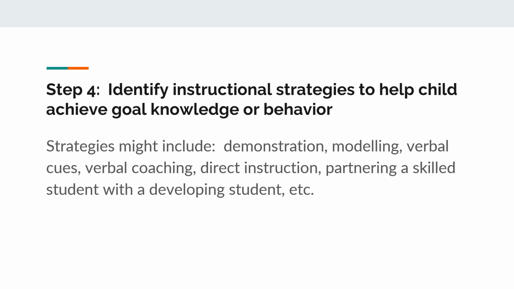Another strategy might be partnering a skilled student with a developing student. So this is a really neat thing to do, is to take somebody who's got good competence in a skill and partner them with somebody else. Picture an early elementary school, first grade, and you're learning some math concepts, and you've got one student in your class who knows things really well, another one who doesn't. So you could partner these together.